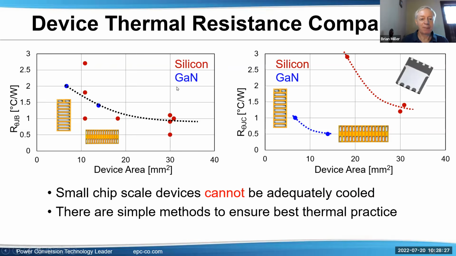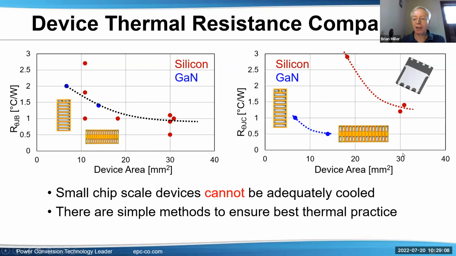Okay, a comparison. Silicon MOSFETs are the red dots, GaN FETs in blue. So this is for device area and the resistance from the junction to the board. So this is the conduction of heat into the board. They're about the same as silicon MOSFETs as a function of area. What's really interesting is over to the side here, the thermal resistance from the junction to the case, in other words, to the top, for putting a heat sink or a heat spreader. It's much better on the GaN FETs. You can see here it's down low.